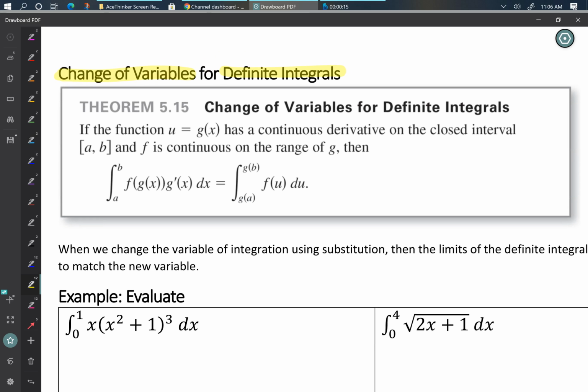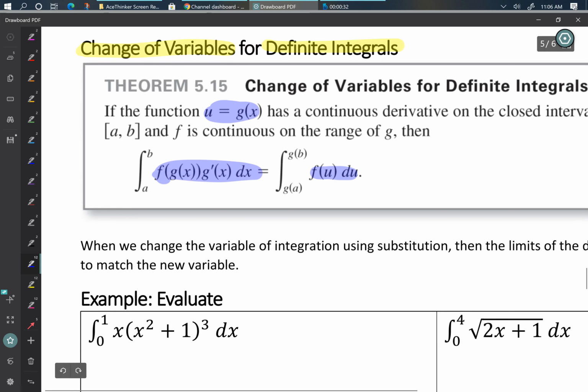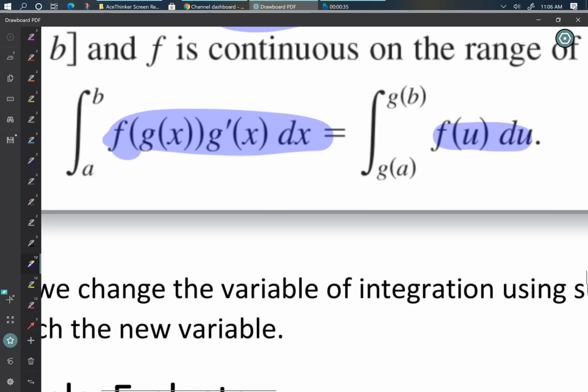And basically it starts out the same as what we've been doing. It says if you can do a substitution where u is g of x and it's a continuous derivative on the closed interval, and f is continuous, then we can take what we saw before, that is f of g of x times g prime, and rewrite that as f of u. But because this is a definite integral, the limits of integration change. What used to be a is now g of a, and what used to be b is now g of b.